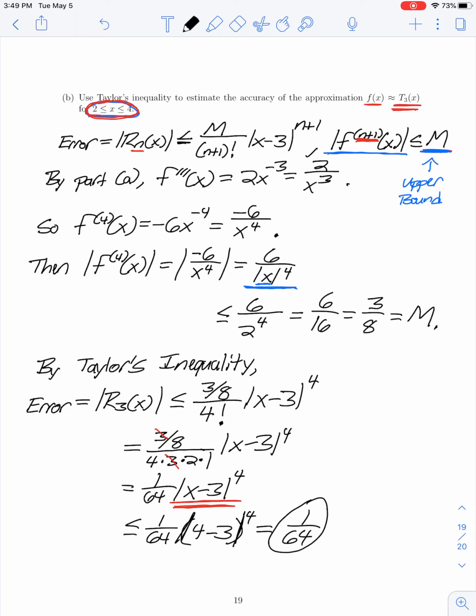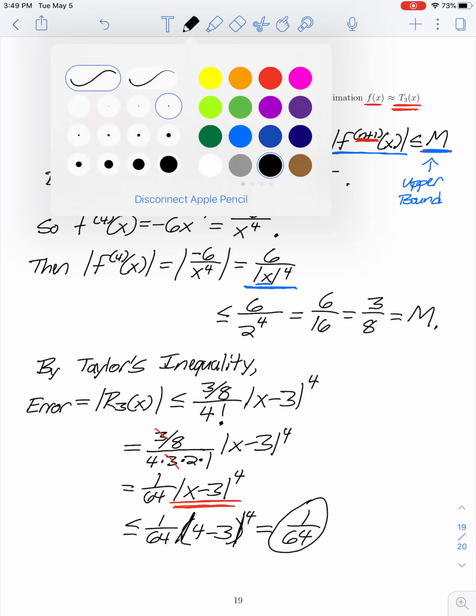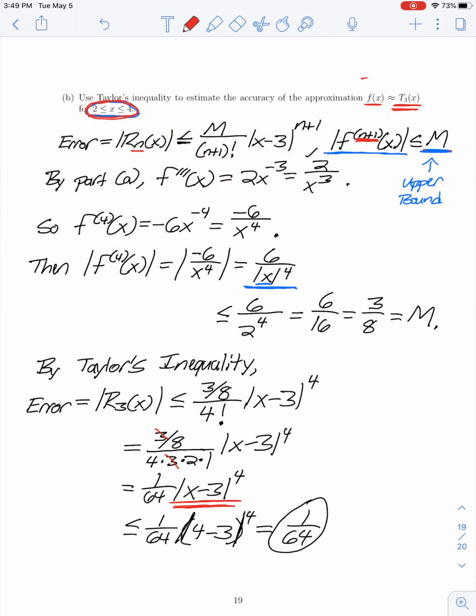So what we're saying here is that I can approximate my function f of x, which, recall from part A, was the square root of x, by that third degree Taylor polynomial that we found in part A, and in the x interval from 2 to 4, that is, if I'm only plugging in values of x from 2 to 4, this approximation will have an error of at most 1 over 64.